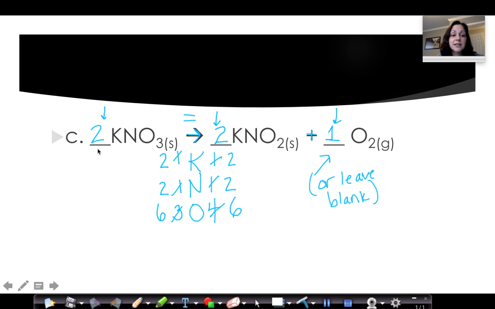So what this means is that for every 2 moles of potassium nitrate that react, we get another 2 moles of KNO2, potassium nitrite, and we get 1 mole of oxygen gas.